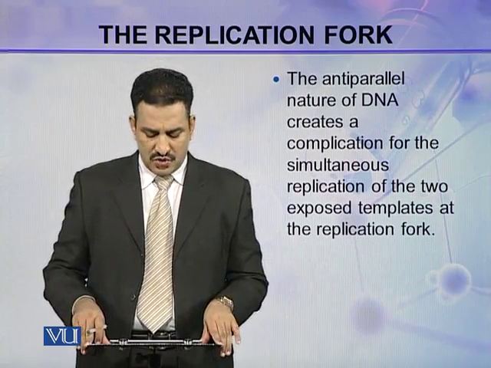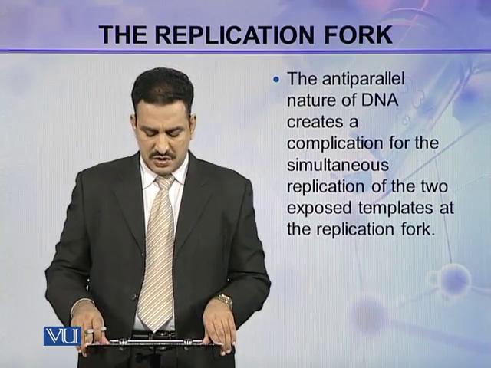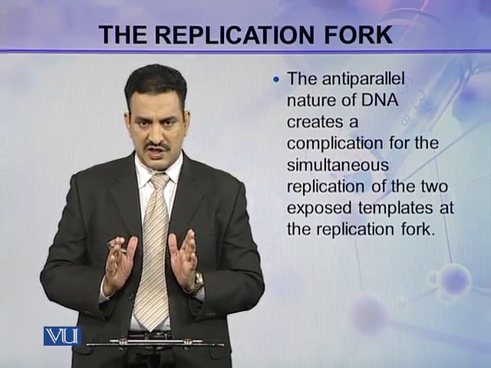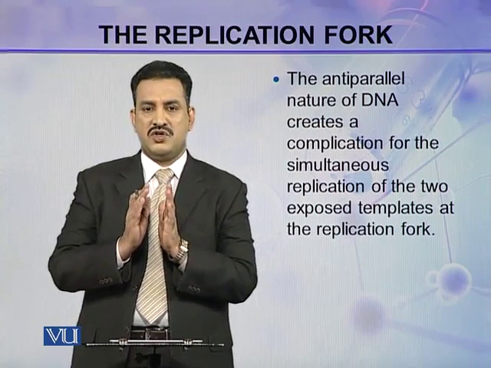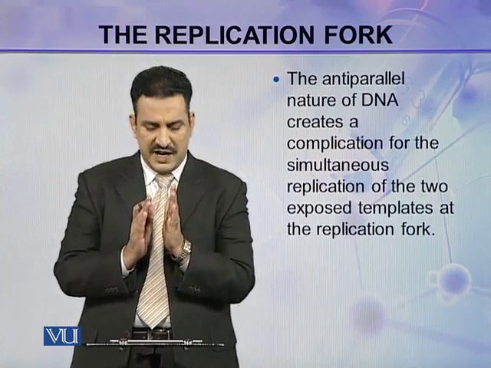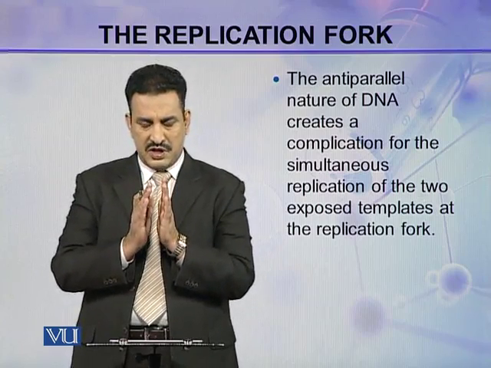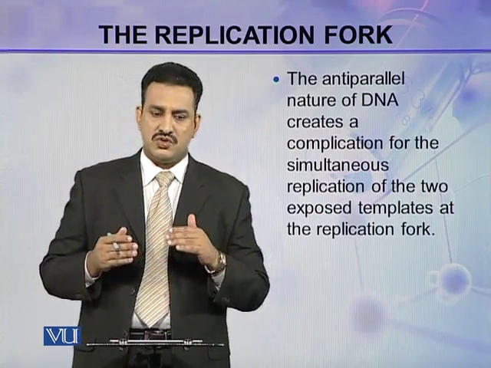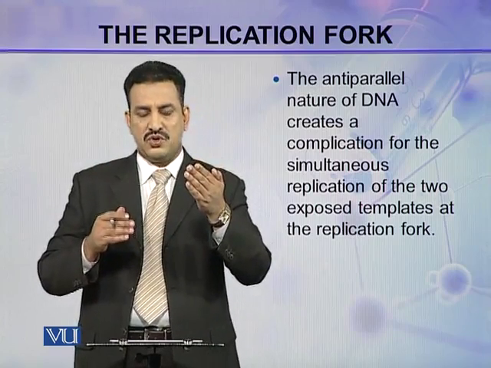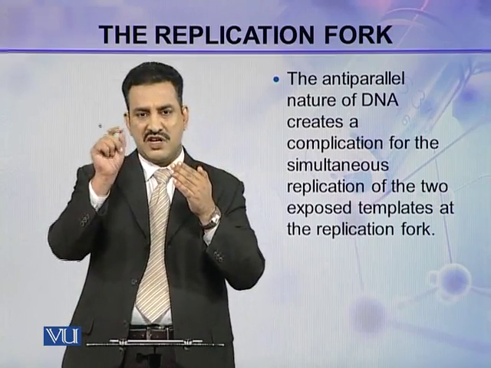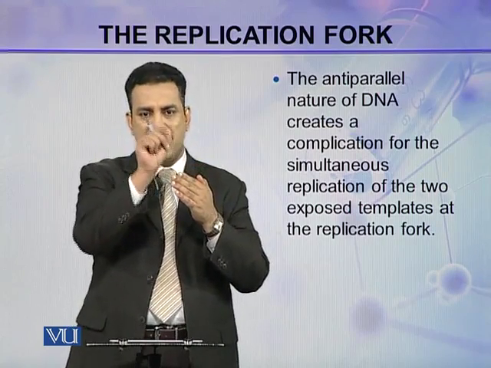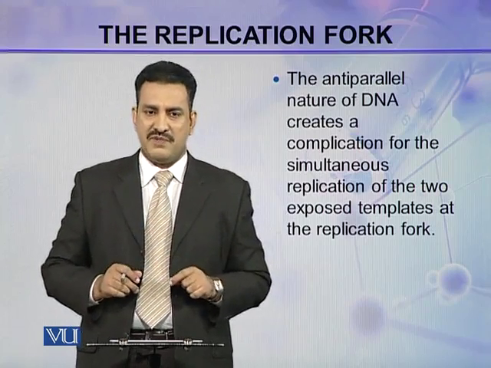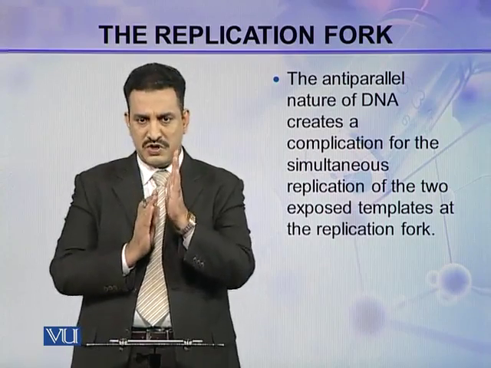The anti-parallel nature of the DNA creates a complication for the simultaneous replication of the two exposed templates at the replication fork. You know, the two strands of DNA have anti-parallel nature. One strand runs from 5 to 3 prime, and the other strand runs from 3 to 5 prime. So on one side, one strand has 5 prime, the other one has 3 prime. On the other side, one strand has 3 prime and the second strand has 5 prime. This is called anti-parallel arrangement of the strands.